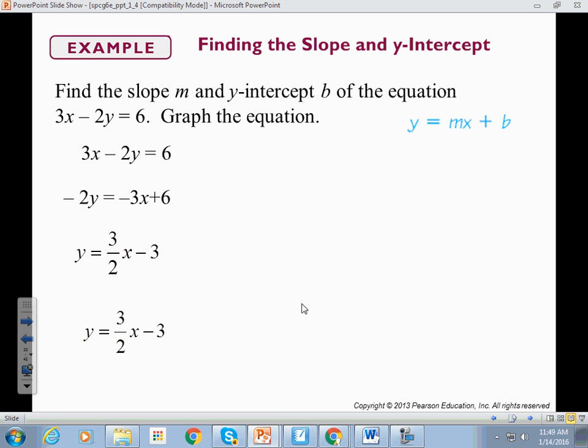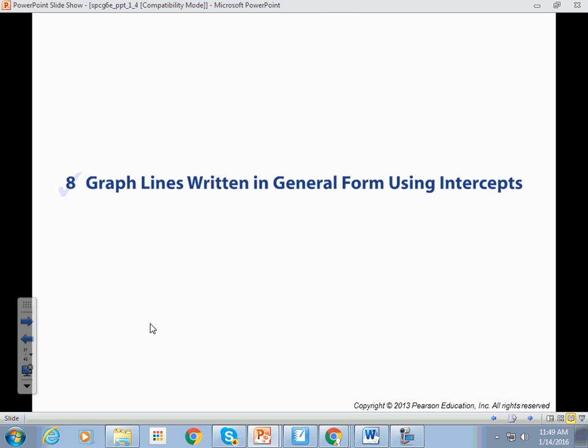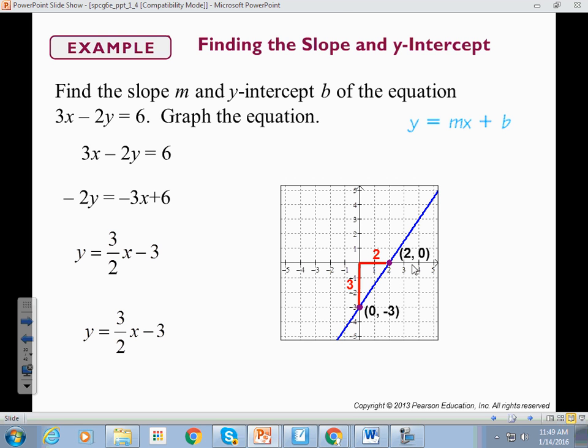So comparing it to the slope-intercept equation, we know that our slope is 3/2 and our intercept is -3. And here's the graph of that equation.